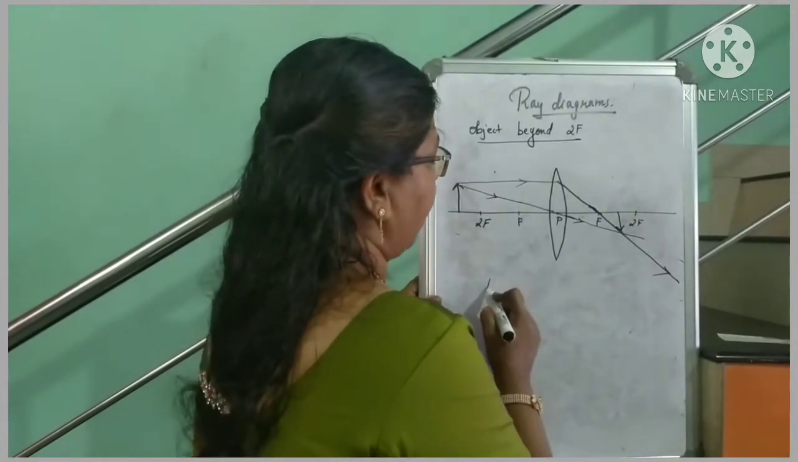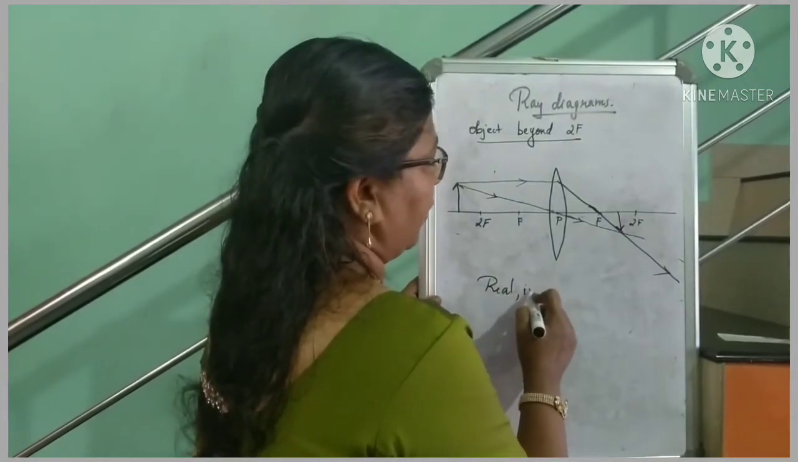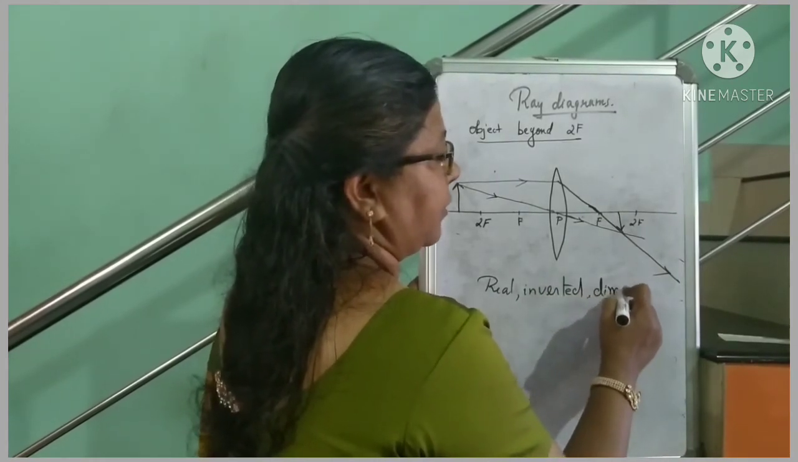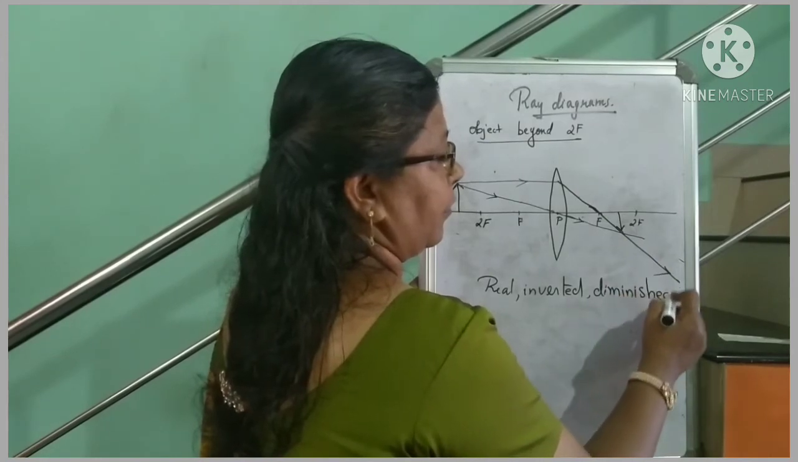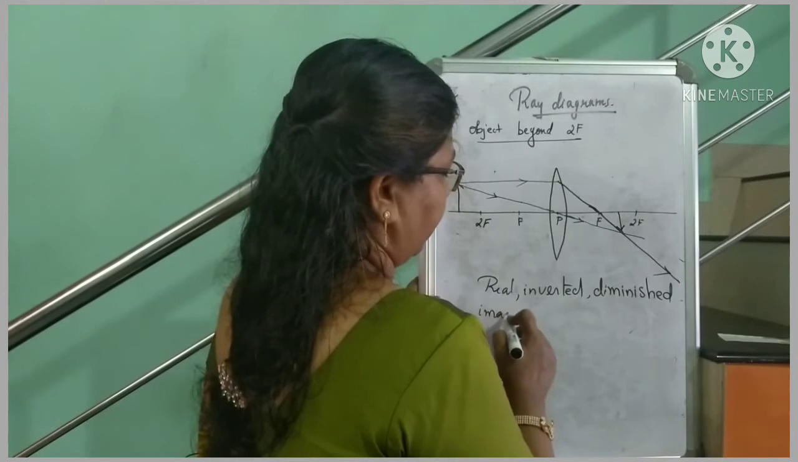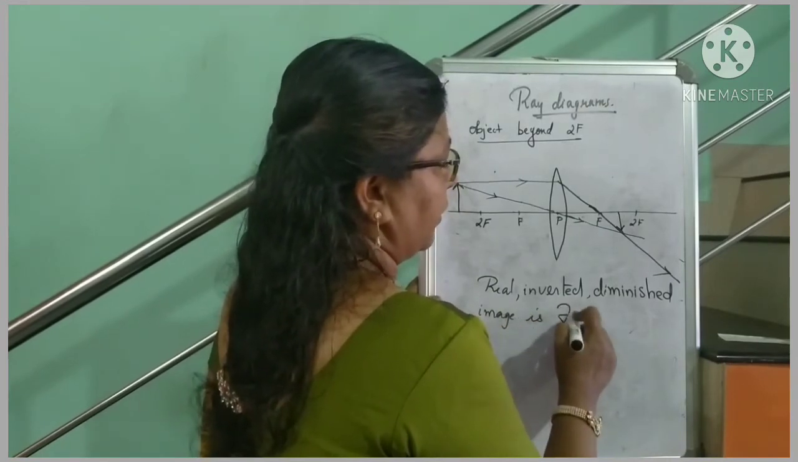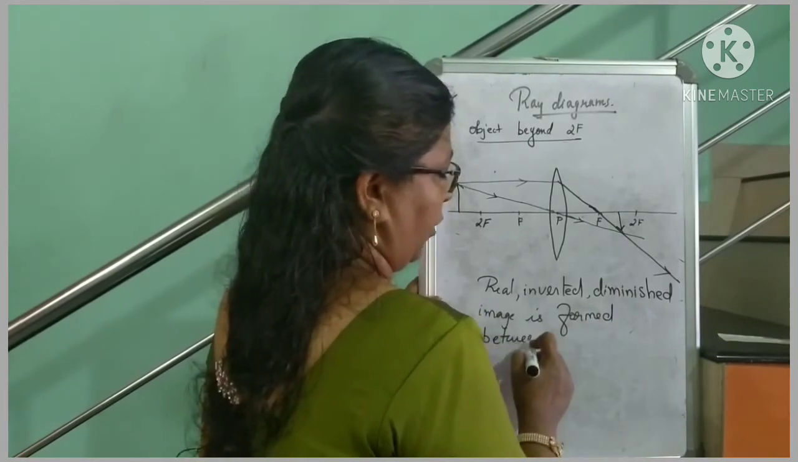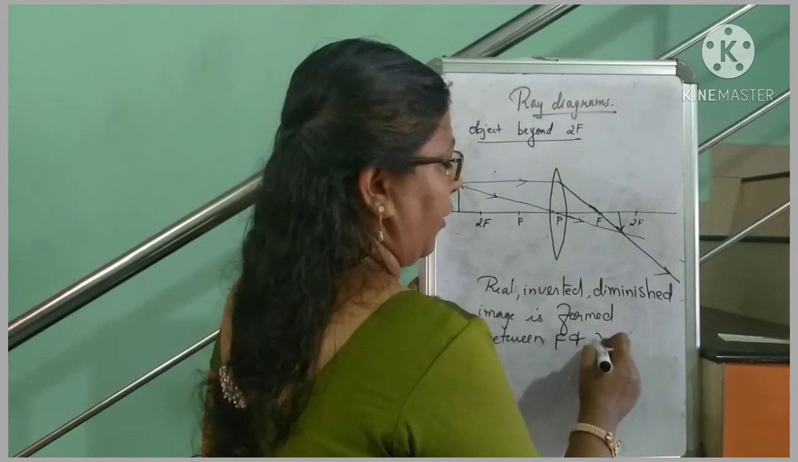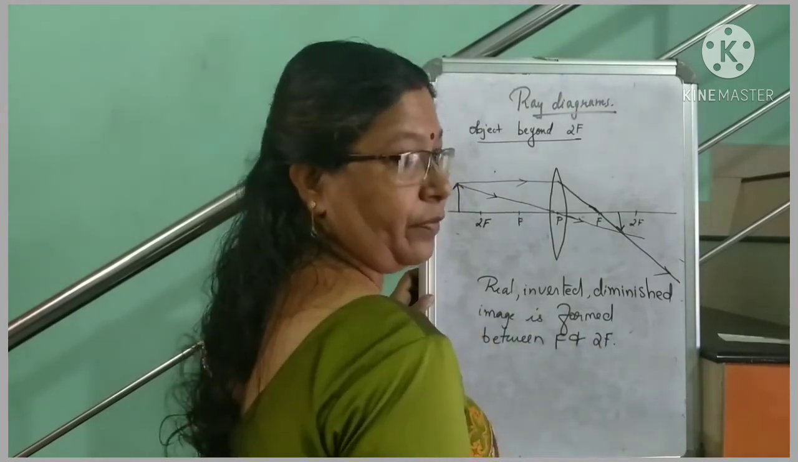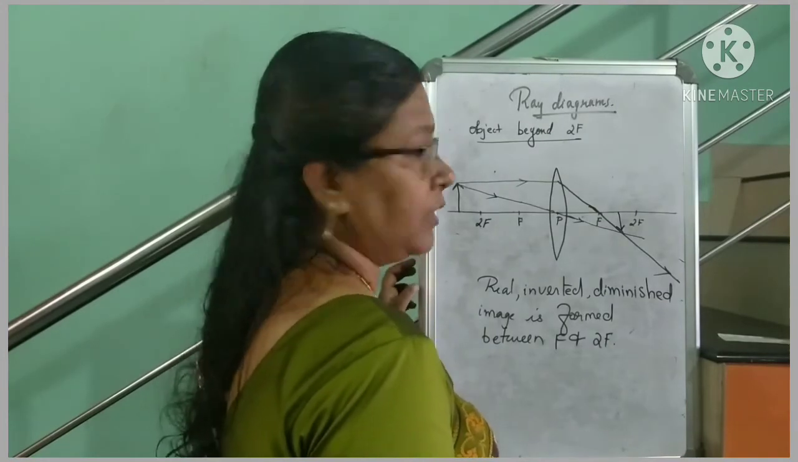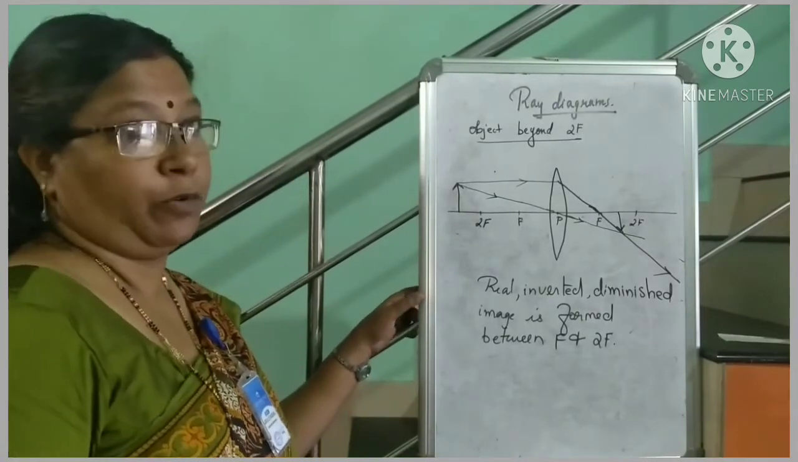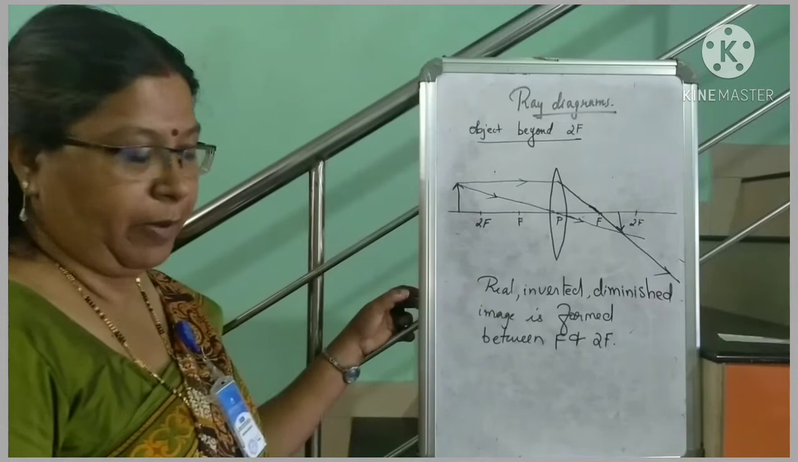So how is the image formed? Real, inverted, diminished image is formed between F and 2F. So watch this diagram very carefully and draw the ray diagram in your notebook. So an object kept beyond 2F.